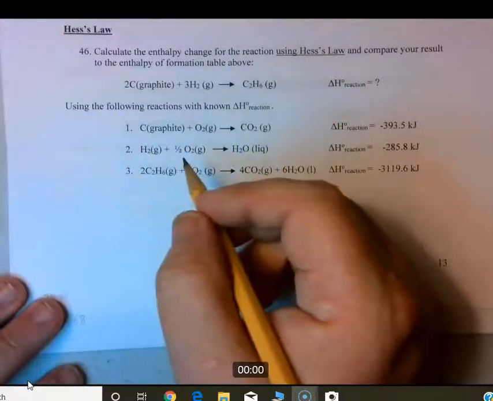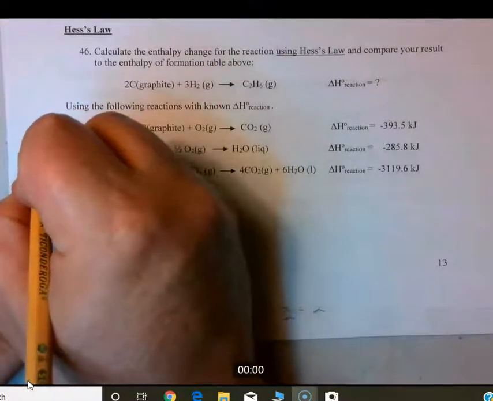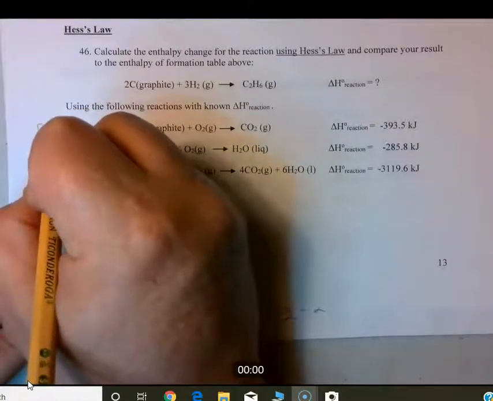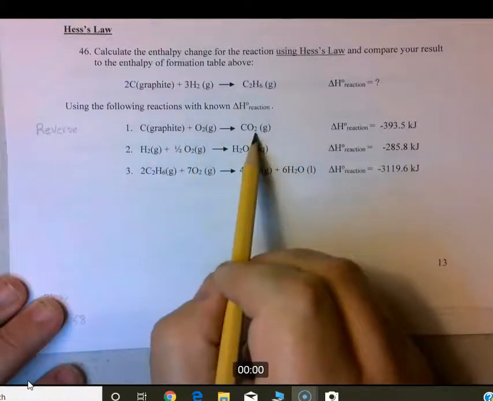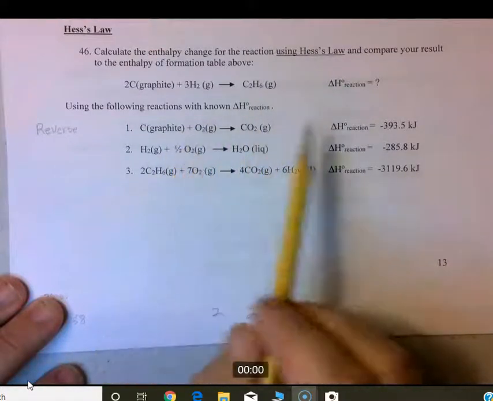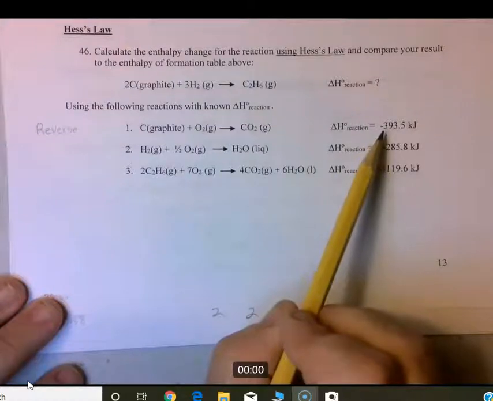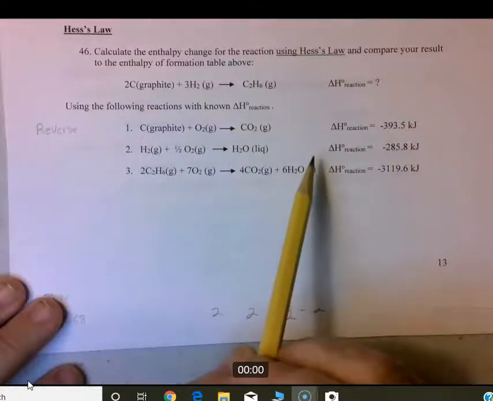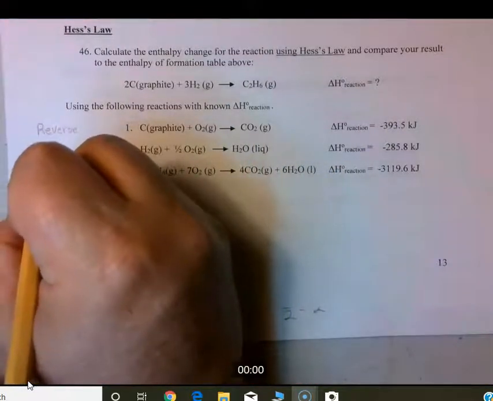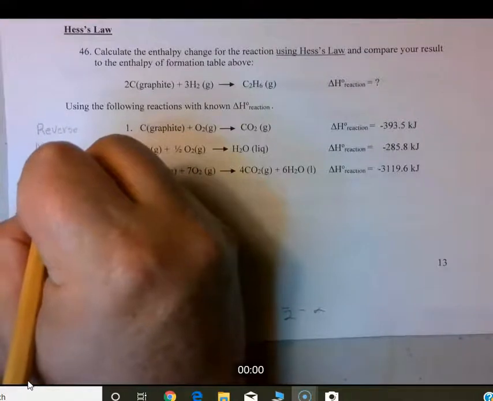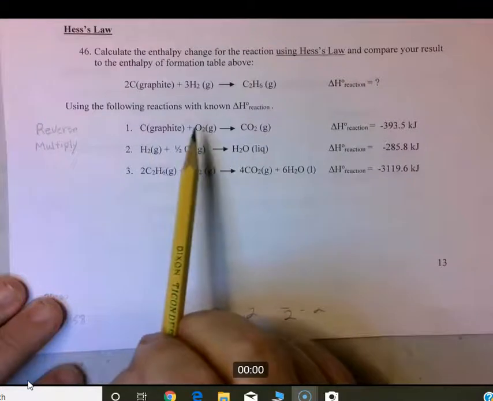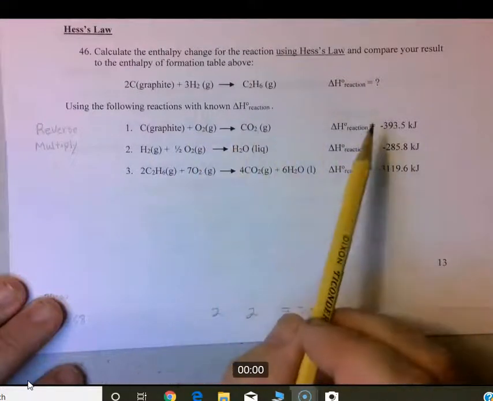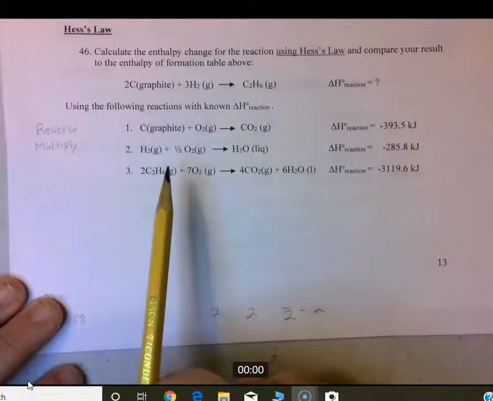Let's just review this. One thing you can do is you can reverse a reaction. You can change the reactants over to products and products over to reactants. And what that's going to do is change the sign on the enthalpy. So if you do that, that negative sign, for example, would become a positive sign. The other thing you can do is you can multiply through by a number, by a factor, just like an algebra equation. So you could multiply this by 2, this by 2, this by 2. If you do that, then you've got to multiply this number by 2.